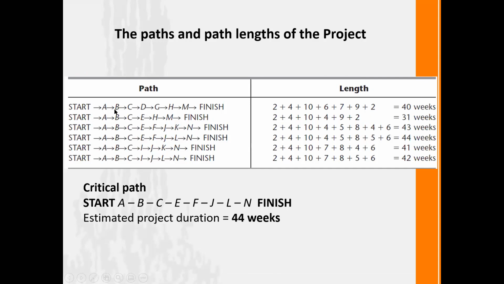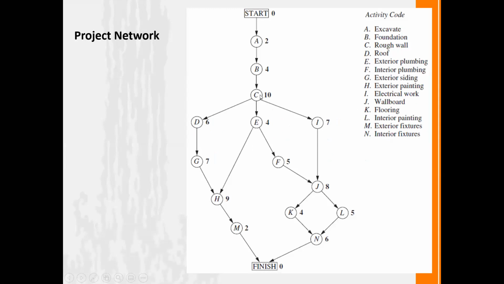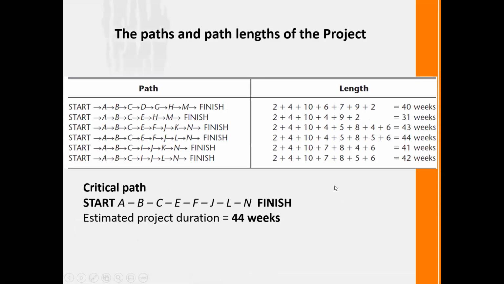Here I'm starting with the different path method. One path is A, B, C, D, G, H, M, and finish. Another path is A, B, C, E, F, I, K, N, and finish. Another path is A, B, C, I, J, L, N, finish. Another path is A, B, C, E, F, J, L, N, finish. So how many paths can you see? You have 6 paths in your drawing.